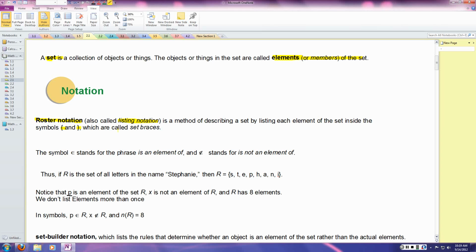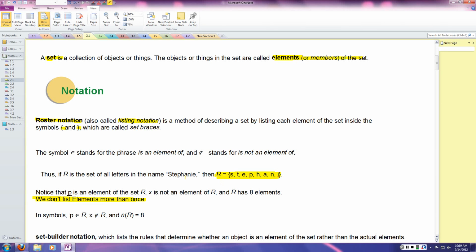An example of that I give here is: let R be the set of the letters in the word Stephanie. There are 8 letters in the word Stephanie. We use an S, a T, an E, a P, an H, an A, an N, and an I. One thing we notice is we don't list elements more than once. So these 8 letters make up the word Stephanie.